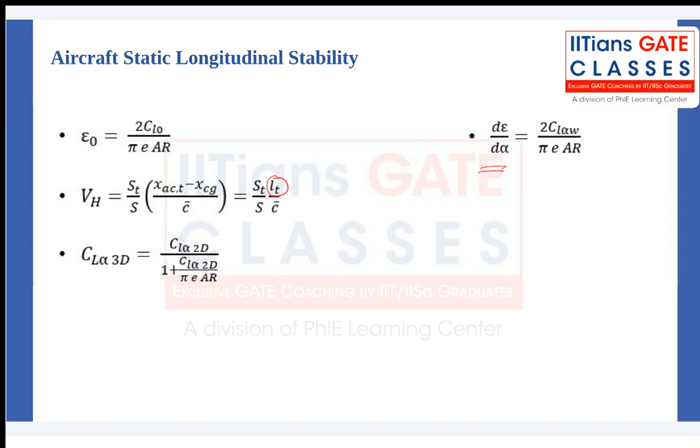Another point that you need to remember is that there's a difference between the lift coefficient of a 2D airfoil and of a 3D wing. This difference was due to the wingtip vortices. We had seen this in the last session when we had discussed aspect ratio. So this is the relation between the CL alpha, or the lift curve slope, of a 2D airfoil and a 3D wing.